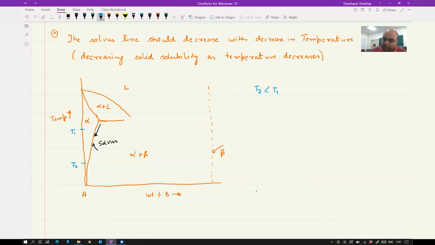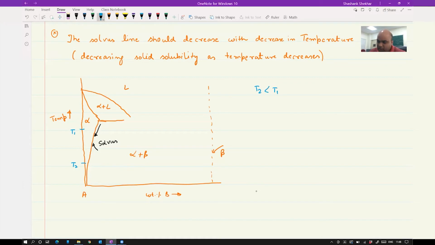So if you have a phase diagram like this, or a part of the phase diagram like this on the left side or the right side, whatever, then in that case you can form precipitates. That is one of the basic criteria to say whether a given system can form precipitates or not. So the solvus line should decrease with the temperature.